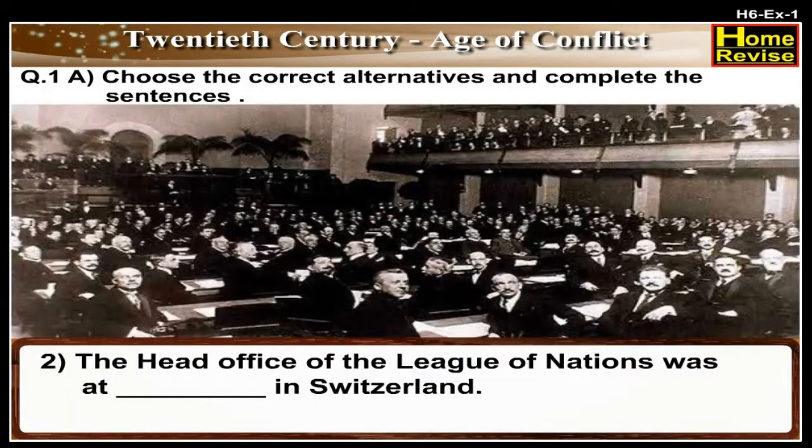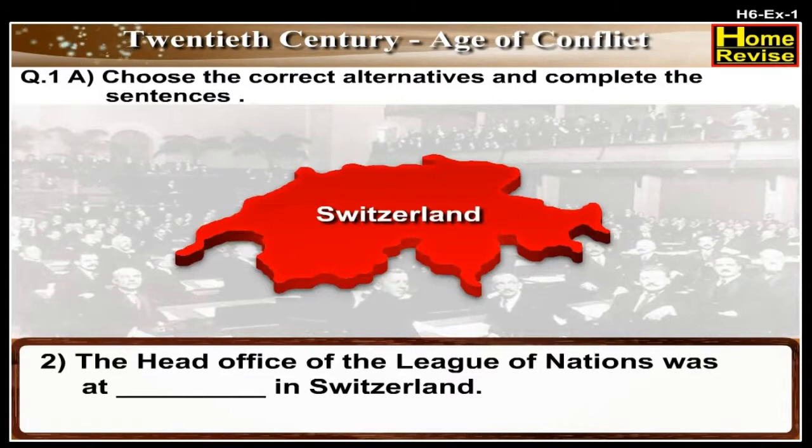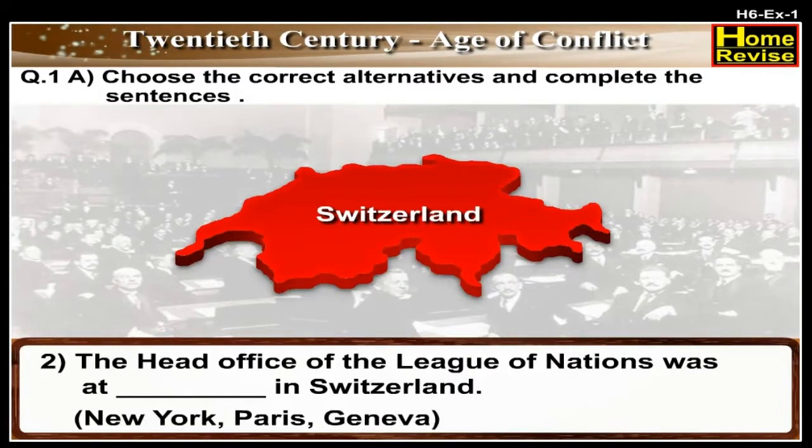2. The head office of the League of Nations was at in Switzerland. Your options are New York, Paris, or Geneva. The answer is the head office of the League of Nations was at Geneva in Switzerland.